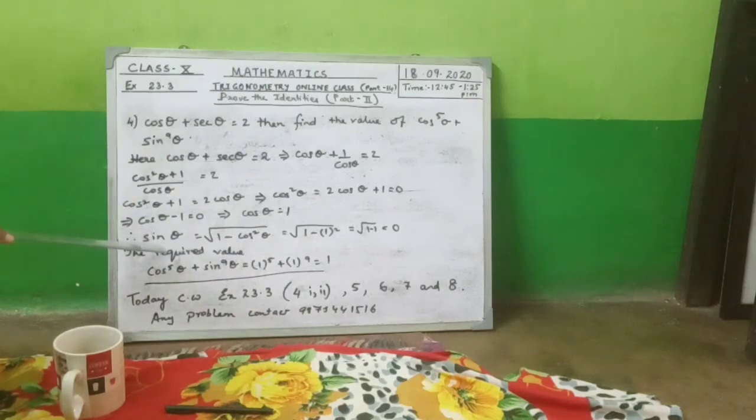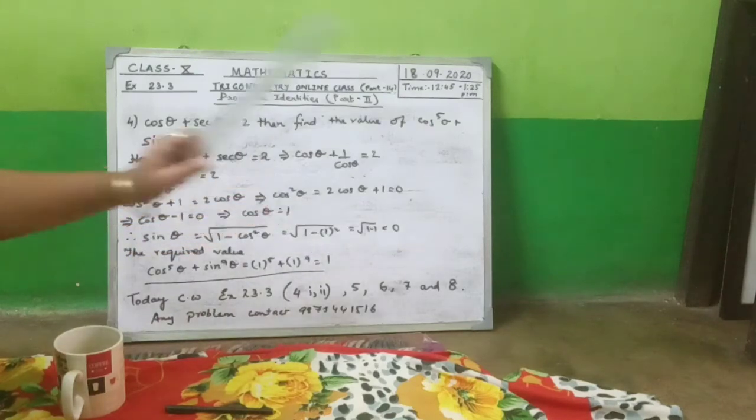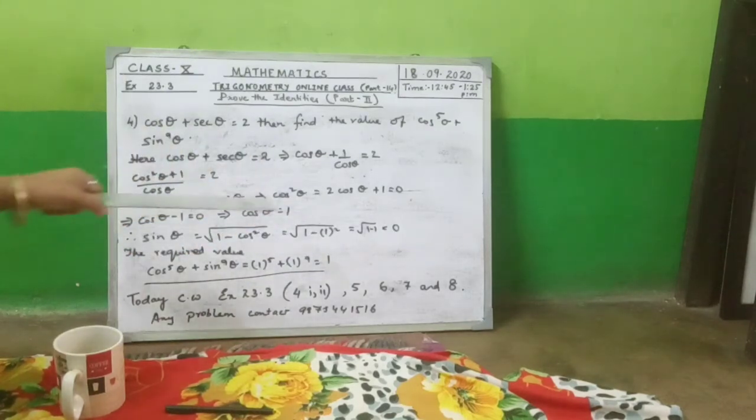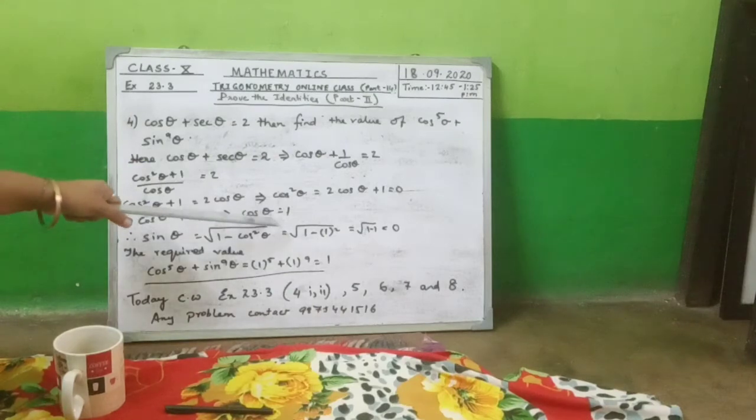So what is sin theta? Sin theta is equal to root over of, because we know sin square theta is equal to 1 minus cos square theta. So sin theta is equal to root over of 1 minus cos square theta. So we know cos theta is equal to 1. So 1 square, 1 minus 1, that is equal to 0. So sin theta is equal to 0 and cos theta is equal to 1.